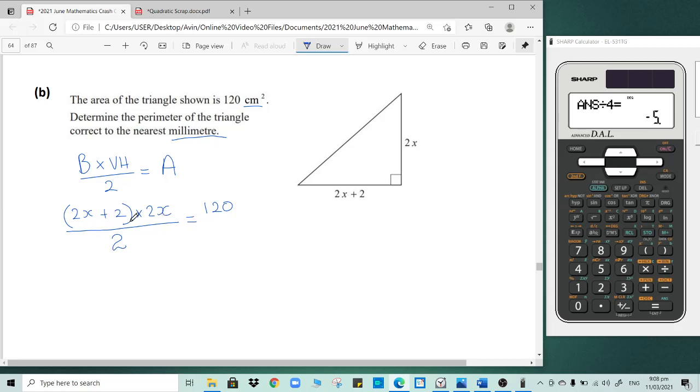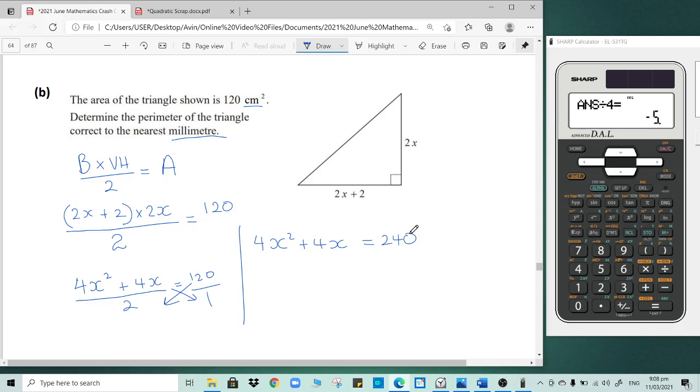So let's just simplify this. Everyone inside here gets multiplied by 2x. 2x times 2x is 4x squared. 2 times 2x is just 4x. The whole thing is divided by 2, and this is equal to 120. Let's just quickly cross multiply. It doesn't matter which diagonal we cross multiply first. I'm going to do this one first. So 4x squared plus 4x multiplied by 1, well, anything multiplied by 1 is itself. Put the equal sign. 120 times 2, I believe, is 240.